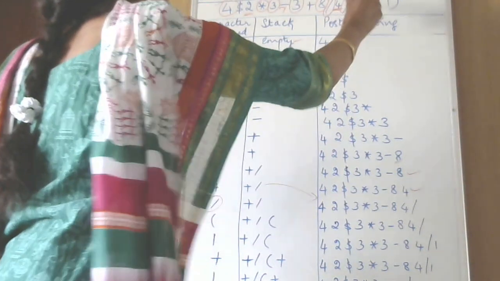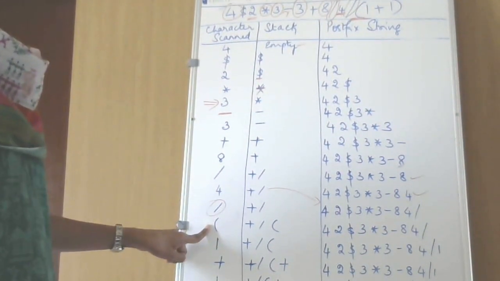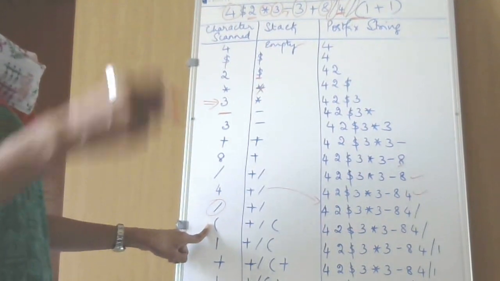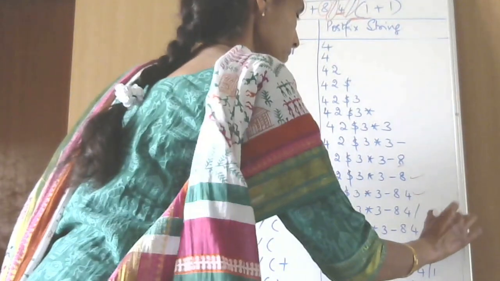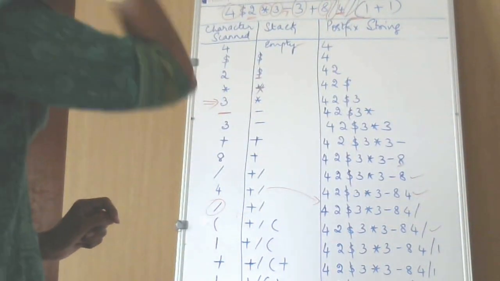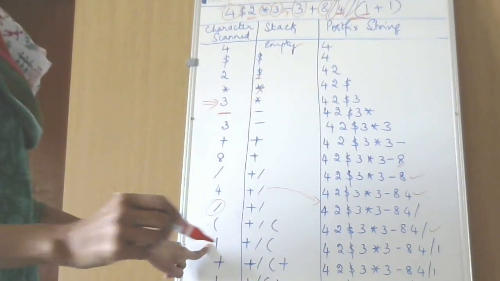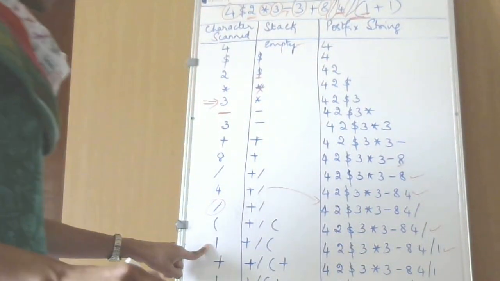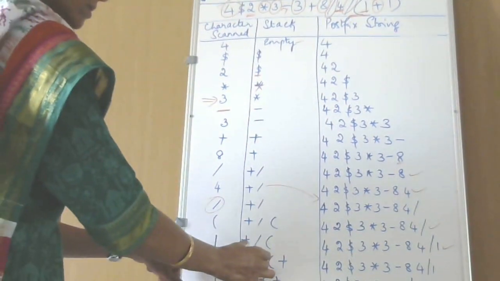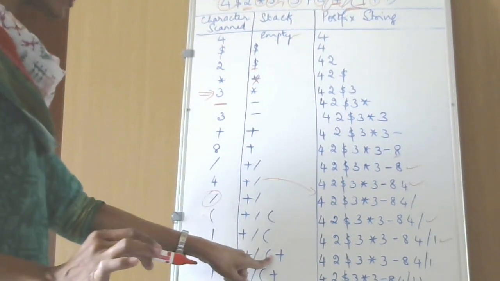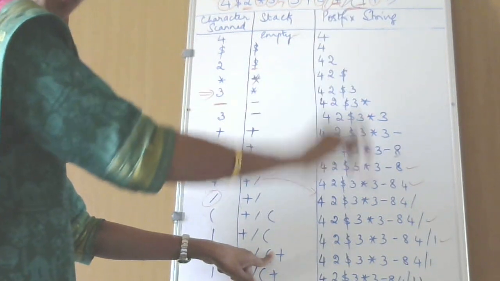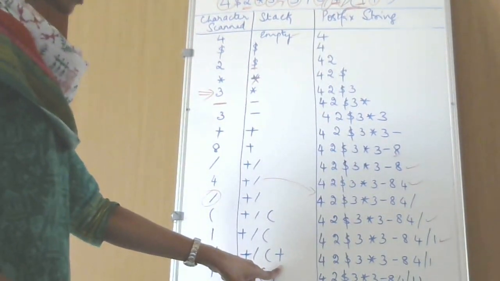Okay. Next I have an open brace. As I told you previously also, there is no change. You have to simply push the open brace into the stack. There is no change in my postfix string. Next I have 1. 1 is a digit, so it simply gets added to my postfix string. Next is a plus. Since I have an open brace, I don't have to compare plus with anything. Simply push plus into the stack. Whenever you have an open brace, after that if you bring in any operator, just push it in. You don't have to compare. So I have pushed this plus in.